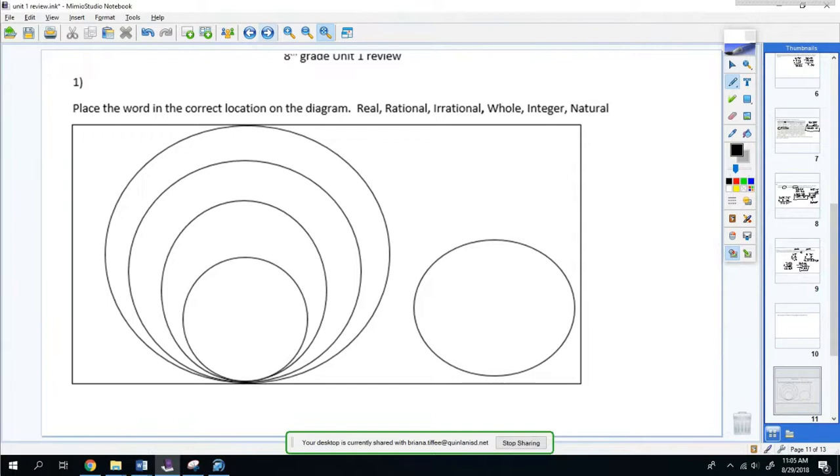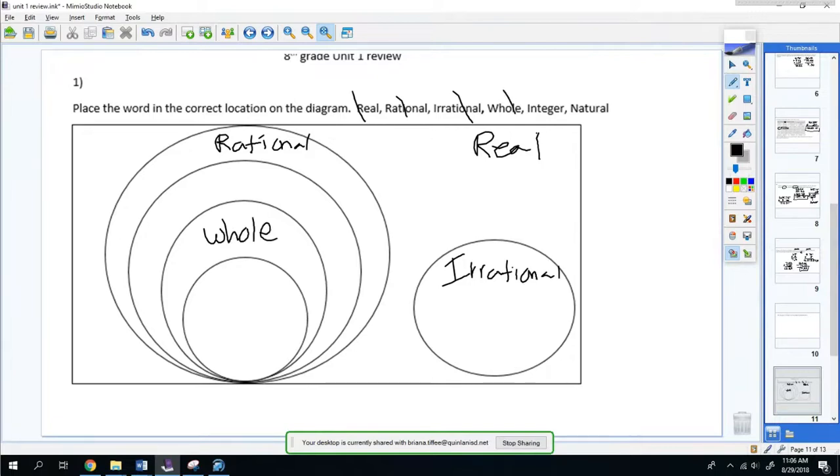Okay. So number 1, place the word in the correct location on the diagram. The first word is real. Real is everything, so it goes on the outside of the box. Rational is the first circle. Irrational is a circle all by itself. Whole is the second to last. Integer is right after rational. And natural is the last one, which is also called counting.